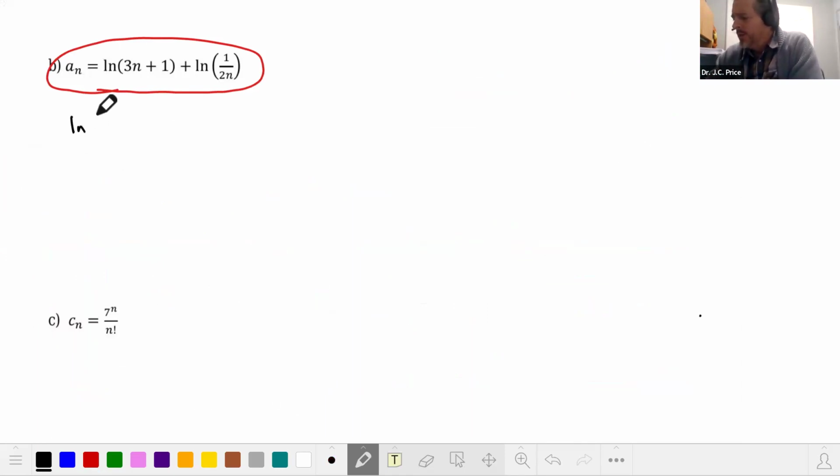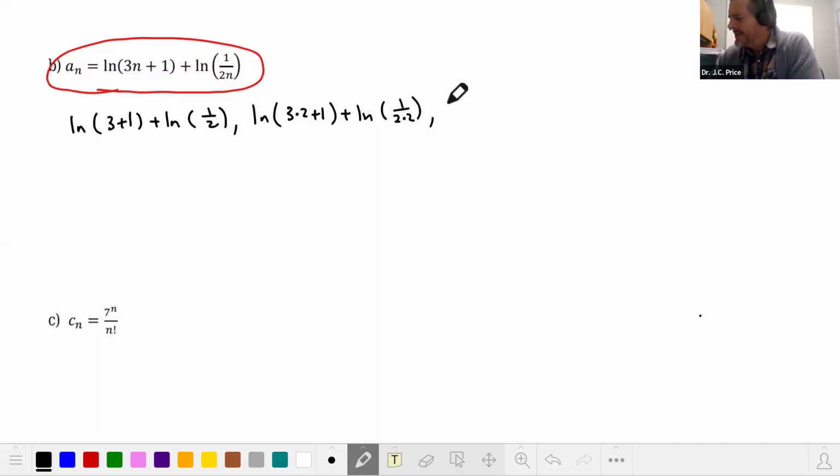And so I'll just plug in 1, so I get ln of 3 plus 1, and then plus ln of, and I'll plug in 1 again, and I get 1 over 2. And then I'm going to plug in 2, and so I get ln of 3 times 2 plus 1. It's always good not to think too much, just be a little math machine in the beginning, and then step back and start to think as you go through this. So I plugged in 2, and now I'll plug in 3, so 3 times 3 plus 1, and then plus ln of 1 over 2 times 3.